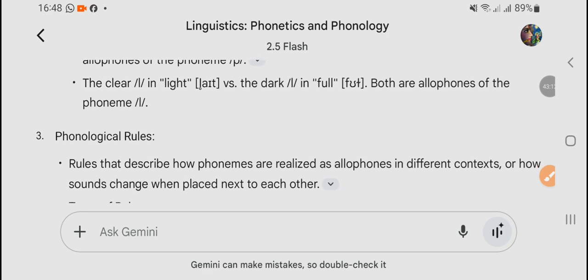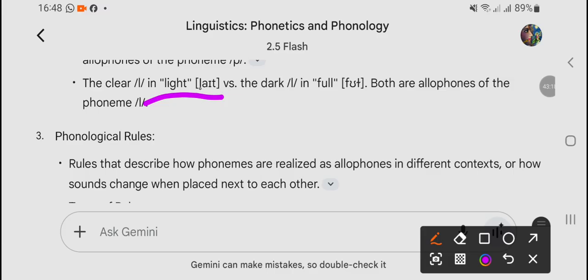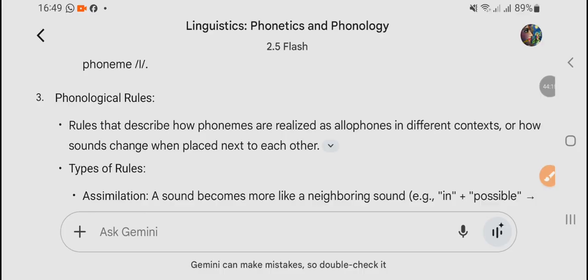Another example is L. In the case of L, there is a light L and a full L, right? Two words, light and full. Both are allophones of the phoneme L. When you speak light, the tip of your tongue goes behind and touches the roof, the hard palate. But when you speak full, it is not that far behind. It touches the roof, but it is not the same. When you say light, the curved tongue goes up, but with full, not this way. So L is L, but a different L. When we produce a different L, the sound is different. So that is called allophones.